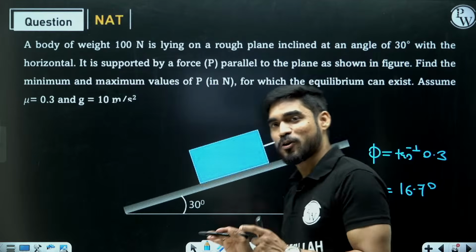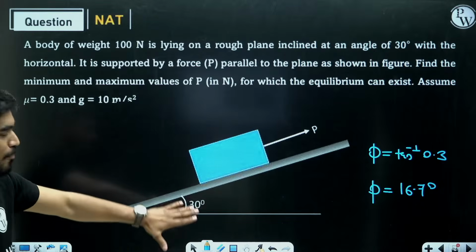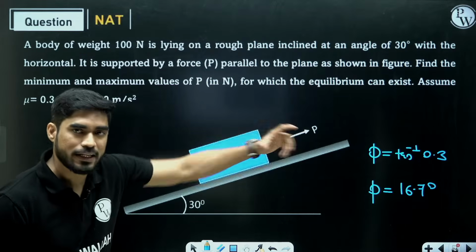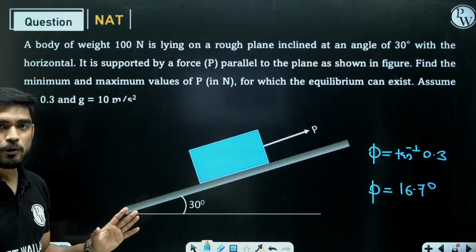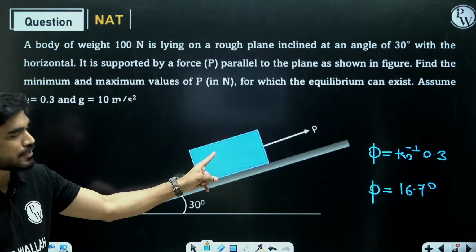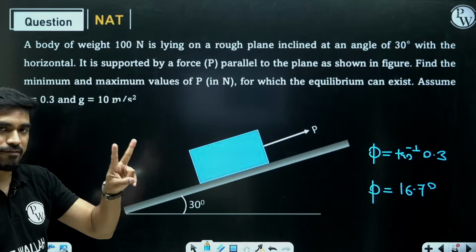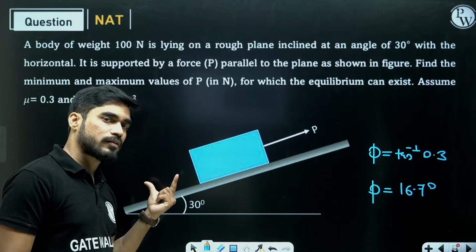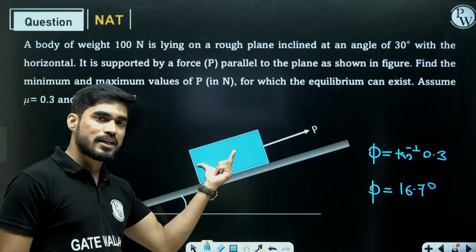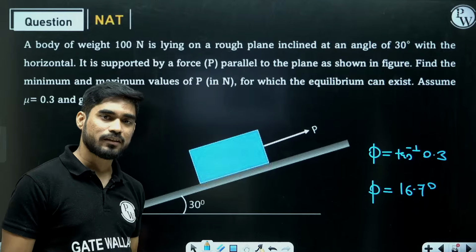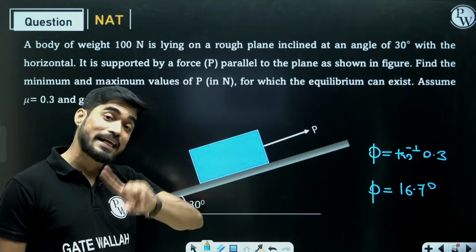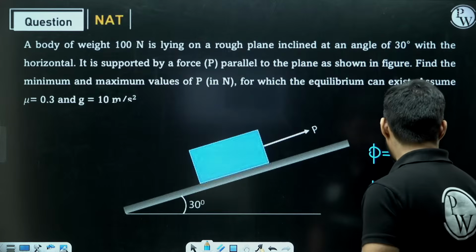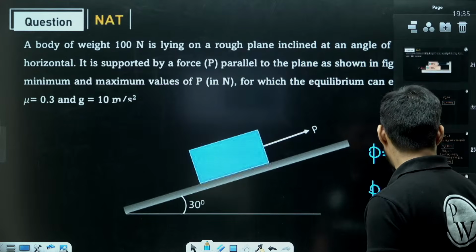So I hope that this concept is clear to you. Right now, P minimum will not be 0 because your angle of inclination is more than phi. So if you don't apply any force, it will fall down. So what I want you to do is draw free body diagram of this block. Consider two cases. One case, this block is just about to fall down. And one case, this block is just about to go up. In both cases, the direction of friction force will be opposite. So draw the free body diagram of this block.